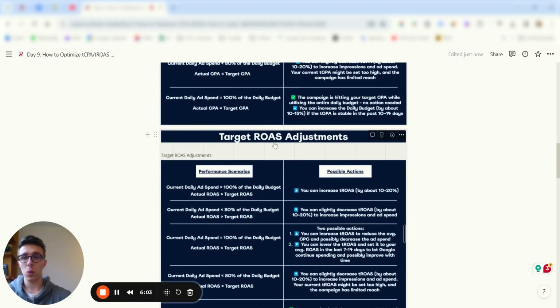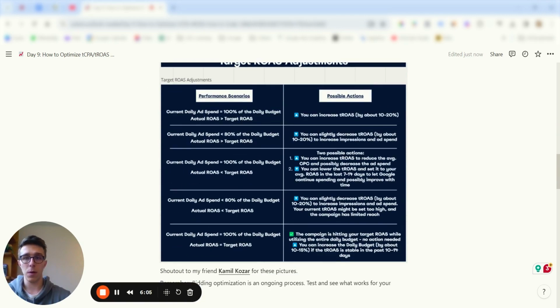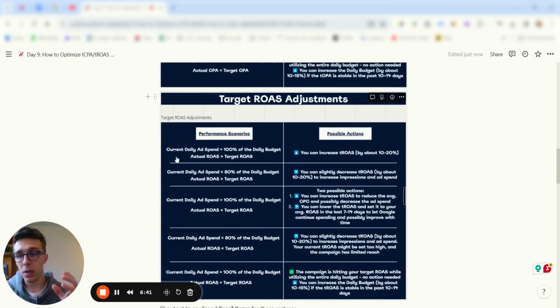Now let's move on to target ROAS. This is going to be fun. Now, the first scenario: you're hitting your daily spend, but the ROAS is higher than your target ROAS. Then what you can do is increase your target ROAS by 10 to 20%.